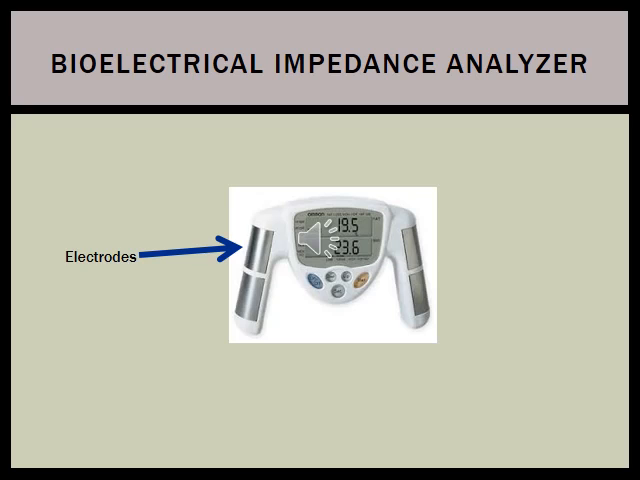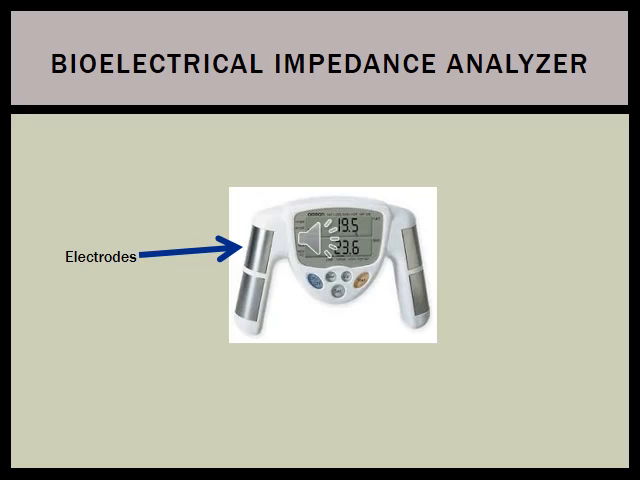A bioelectrical impedance analyzer is used to measure body composition. So it helps us to determine how much of a person's body is fat mass and how much of a person's body is non-fat mass, to include muscle or bones or other tissues. There are different types of bioelectrical impedance analyzers. This is the most common. It has electrodes on the side.